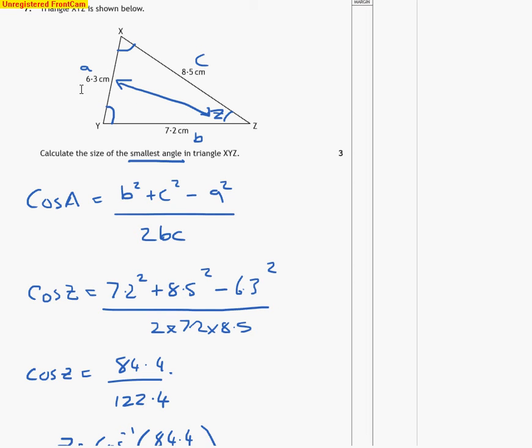Then remember that the angle, the A, has to correspond with the length opposite it. So this couldn't be B or C. This has to be the length opposite. The B and C could be either 7.2 or 8.5, doesn't matter. But this is important.